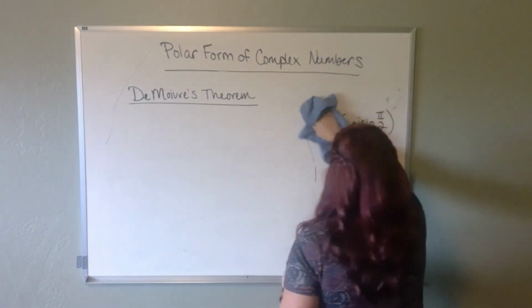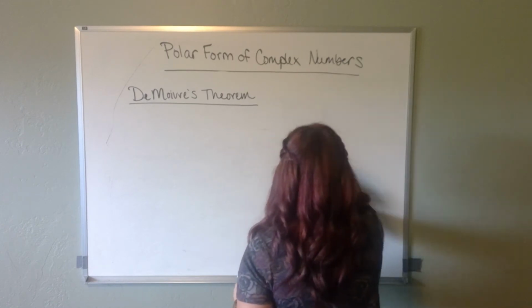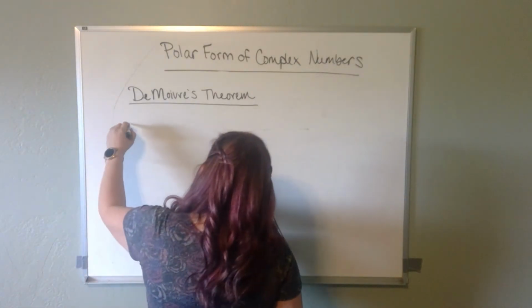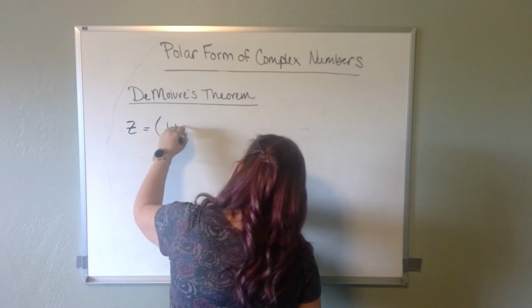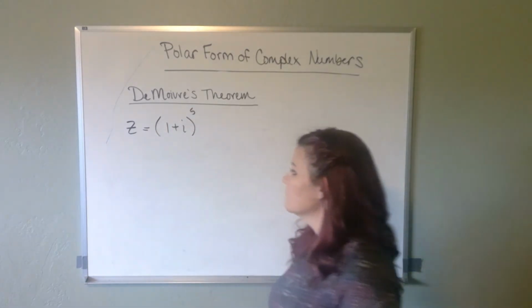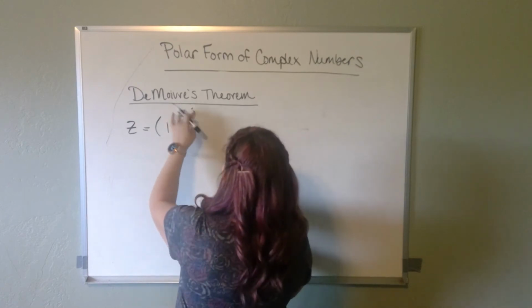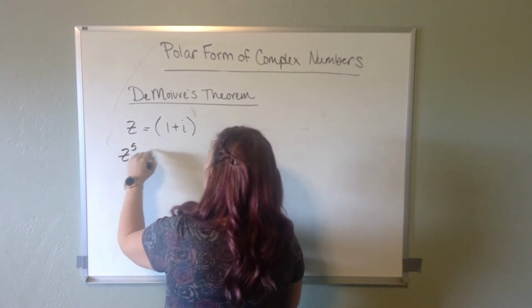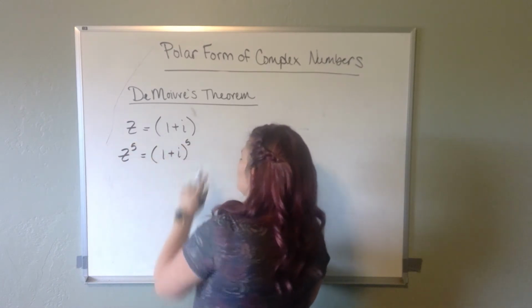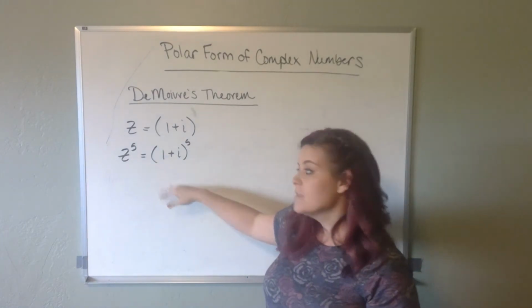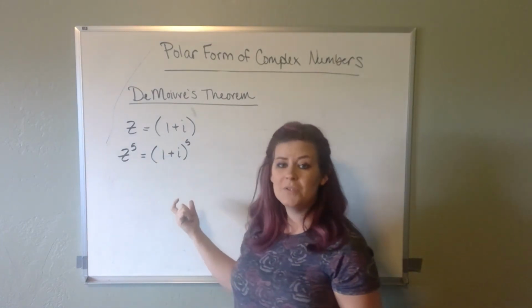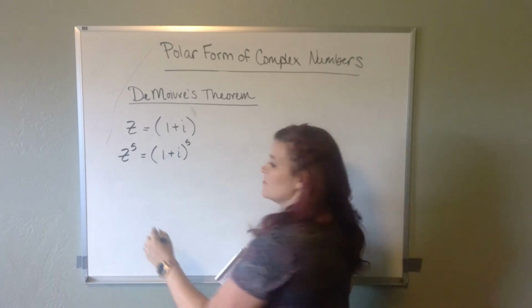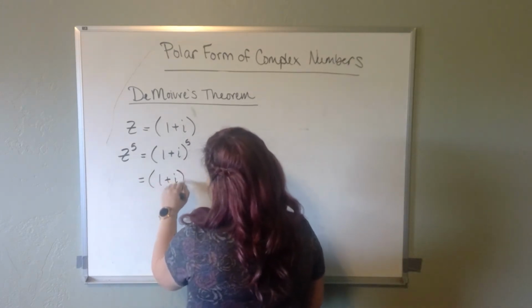But you guys, you have some that start in rectangular form and it wants you to raise it to a power. So I've got one of those here. So z equals 1 plus i, and we want to raise this to the 5th power. So what I want is z to the 5th, which would be (1 plus i) to the 5th. Notice this is in rectangular form. So you could find the 5th power of this in rectangular form, but you guys, can you imagine how painstaking that would be?